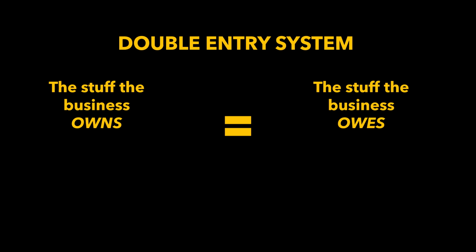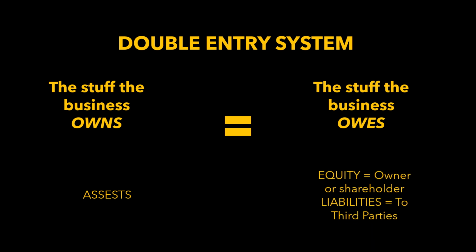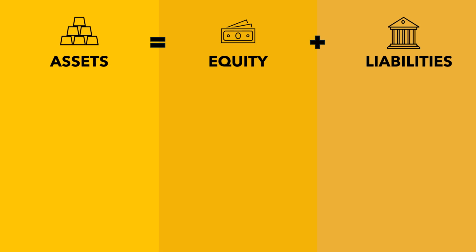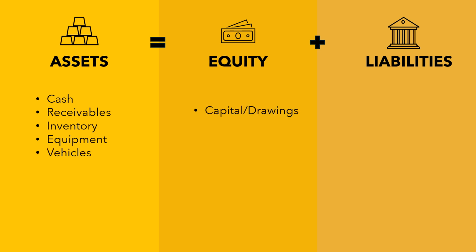This equation is that the stuff that the business owns should be equal to the stuff that the business owes. The stuff that the business owns is assets, and the stuff that the business owes is equity to owners or shareholders, and then liabilities to any third parties. Assets can be further defined as bank or cash, receivables, inventory, equipment, or vehicles. Equity can be defined as capital or drawings, as well as income and expenses, while liability is long-term loans, as well as payables.